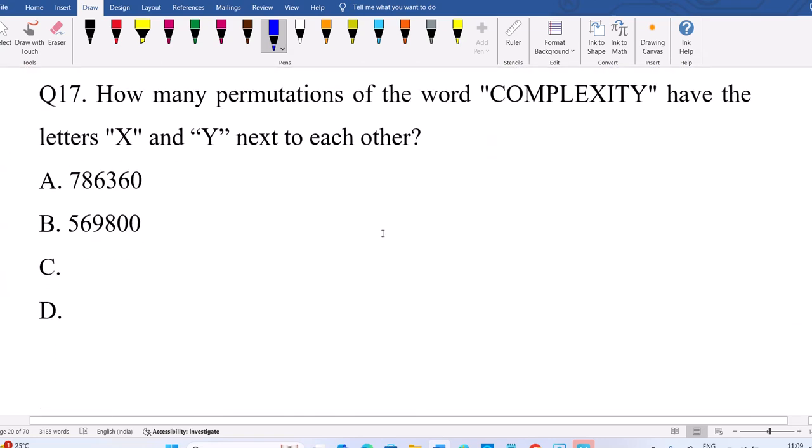Now, permutations. While collecting data, the remaining two options are not visible. Let it be, but let's solve this. How many permutations of the word COMPLEXITY have the letters X and Y next to each other?